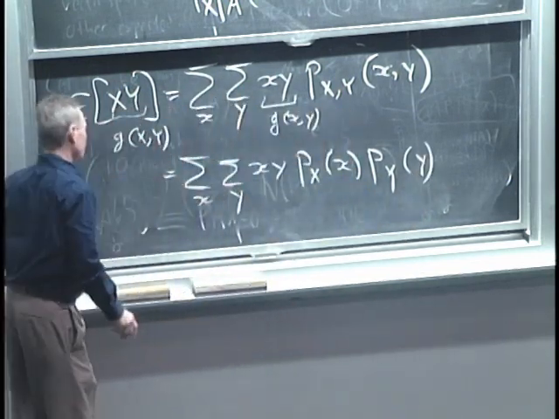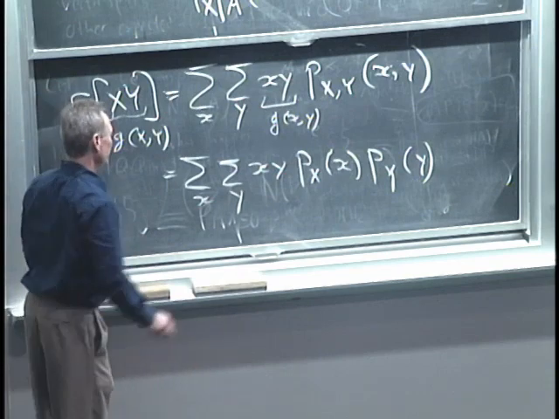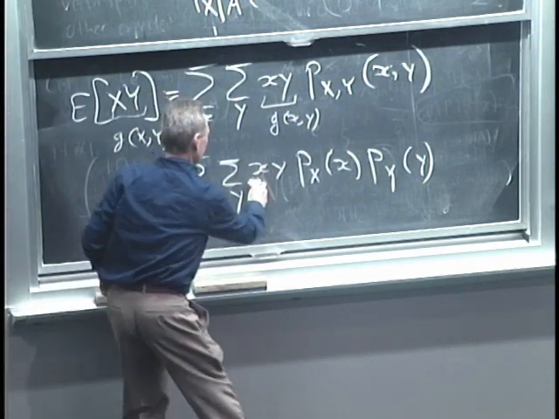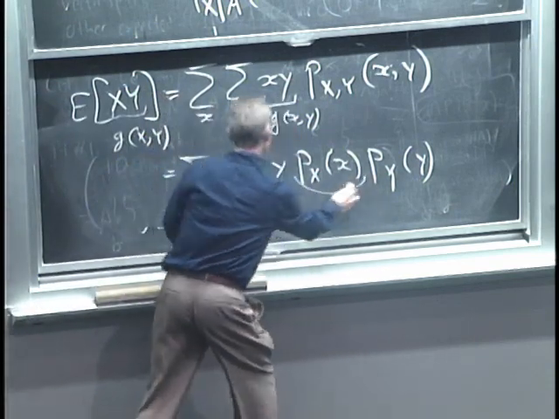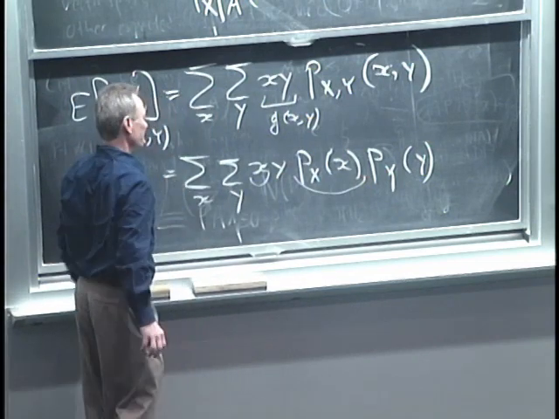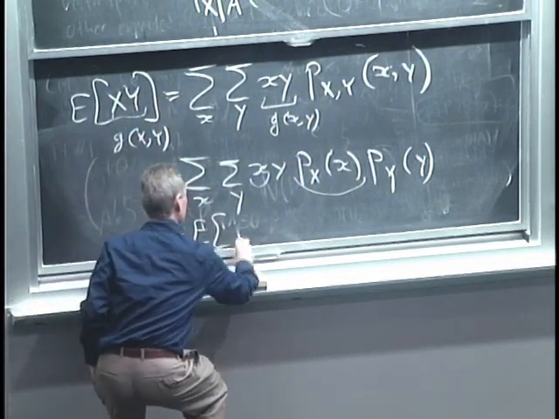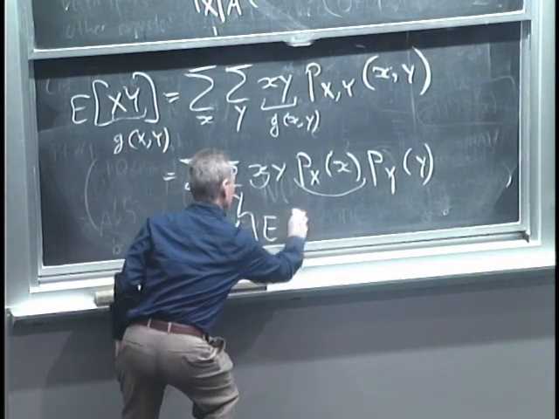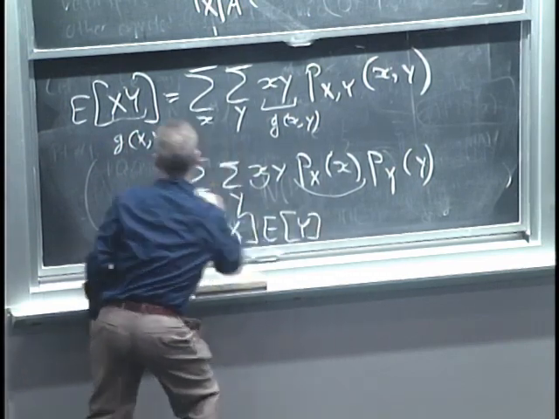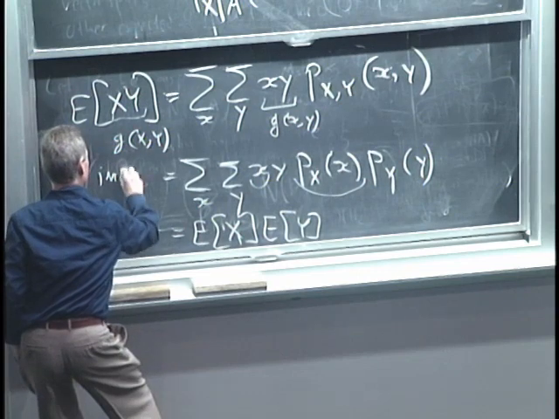And then you can separate this sum by bringing together the x terms, bringing them outside the y summation, and you find that this is the same as expected value of x times expected value of y. So independence is used in this step here.